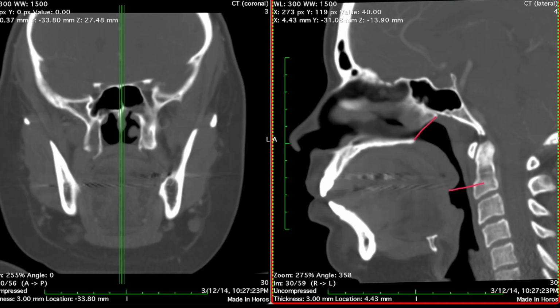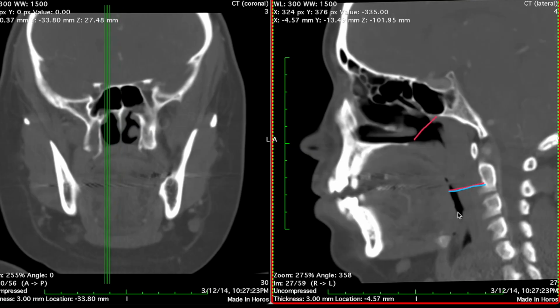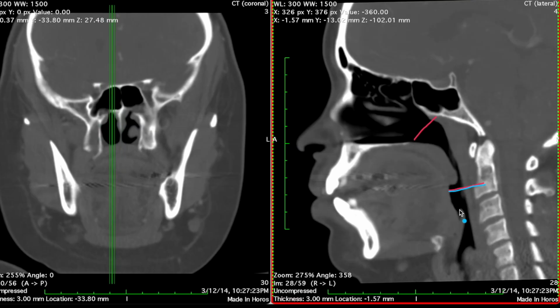Below the nasopharynx is the oropharynx, which is posterior to the oral cavity and extends to the tip of the epiglottis, which, if I scroll here, this is the epiglottis here. So the oropharynx is roughly divided right there. Below the oropharynx is the laryngopharynx, which is posterior to the larynx. It begins at the tip of the epiglottis and it extends down to the level of the cricoid cartilage.